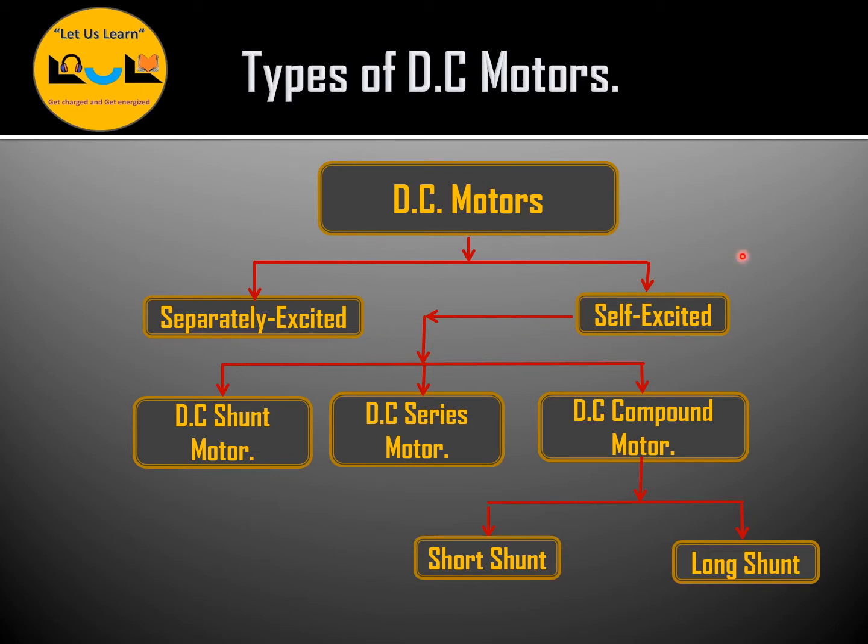Under the self-excited we have the DC shunt motor. DC shunt motor means the field winding and armature winding are both connected parallel to each other. In DC series motor, the armature winding and field winding are both connected in series. DC compound motor is a combination of shunt motor and series motor. Further we will discuss the short shunt and long shunt.